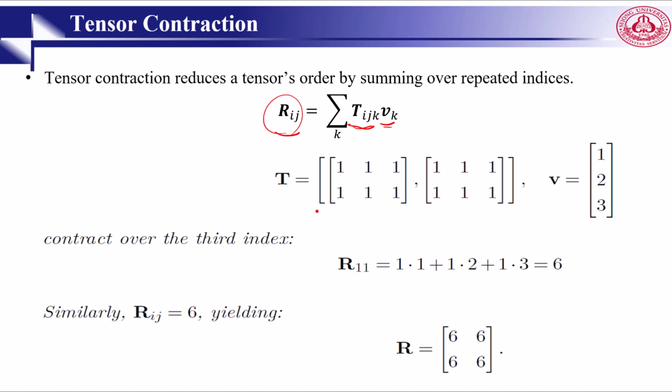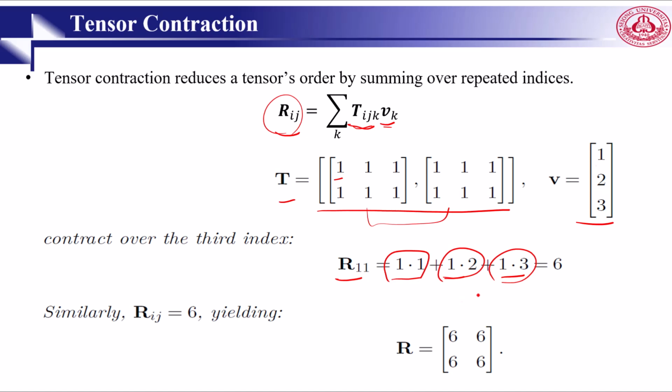So let's see here, we have this tensor and this vector. We want to contract over the third index, right? So R11 is equal to 1 multiplied by 1, 1 multiplied by 2, and 1 multiplied by 3, right? Here tensor T has these components, like these two layers, and for both sets of indices we have the vector 1, 2, and 3. So contracting over the third index involves summing the product of T_ijk and V_k for each k. For R11 we have 1 times 1, 1 times 2, 1 times 3, and you can do similarly for the rest, and this gives us R as 6, 6, 6, 6.